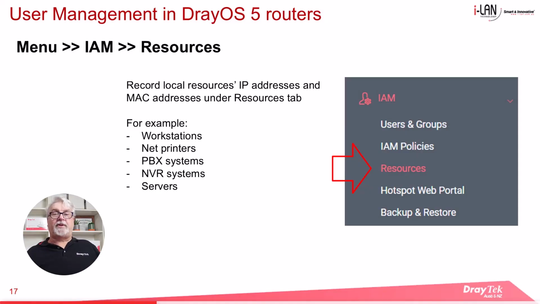The next menu option is the Resources option, which allows recording IP addresses and MAC addresses of local devices like workstations, network printers, PBX systems, NVR systems, and servers, which can also greatly enhance the effectiveness of your access policies. These recorded addresses will serve as the foundation for creating and enforcing the mentioned access policies.